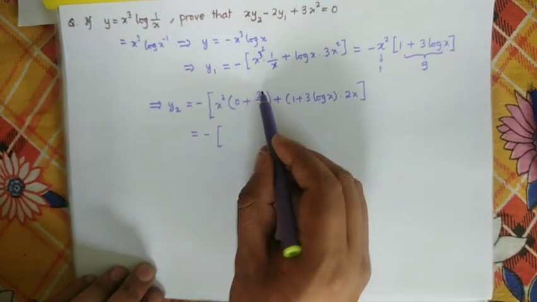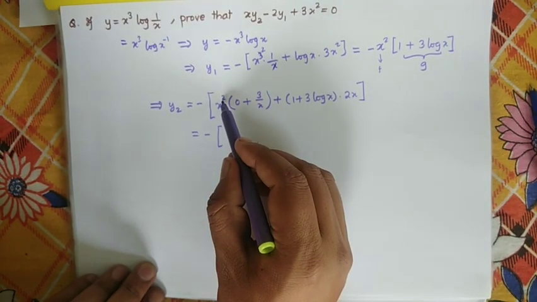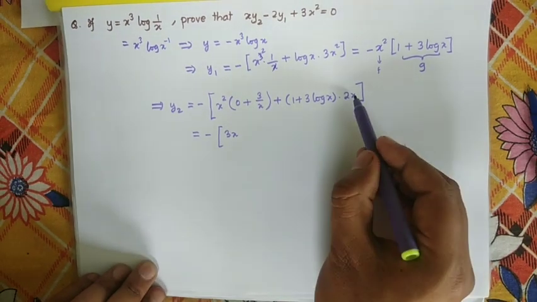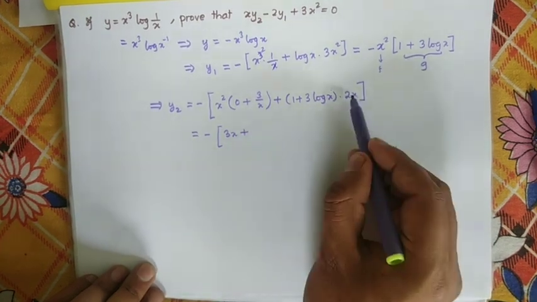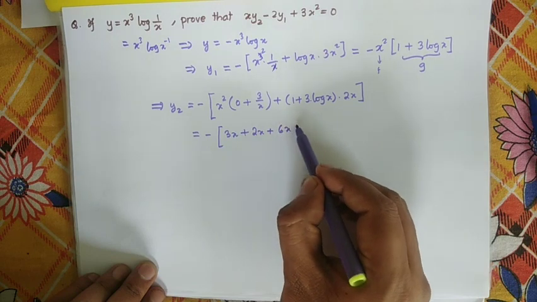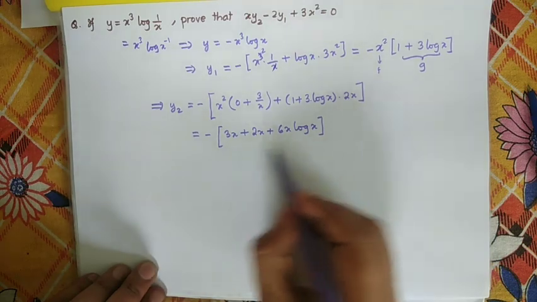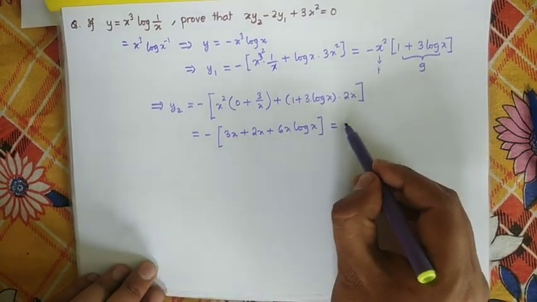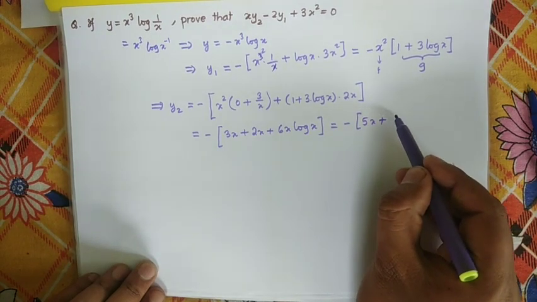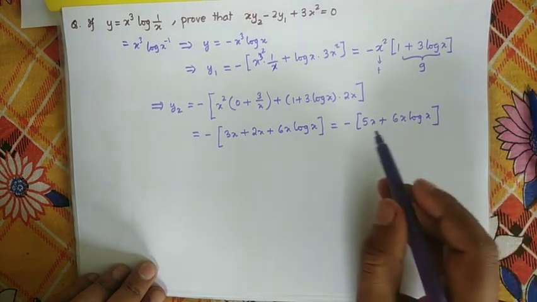Okay, so simplify. This is 3 by x, so this full quantity is 3 by x, and x square and x get cancelled, so only x is left. So this full thing gives me 3x. Let me open the bracket. We have 2x into 1 is 2x, plus 2 into 3 is 6x log x. Ultimately I'll get minus, this plus this is 5x plus 6x log x. So this is my y2.